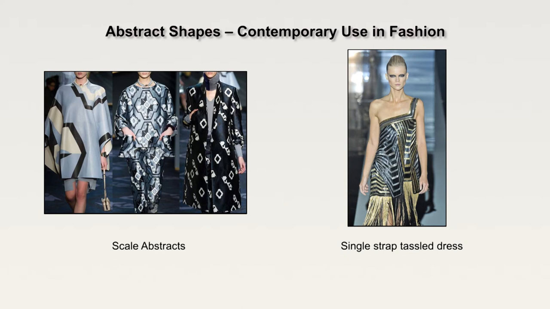The picture here shows Todd's autumn winter scale abstracts. Bold shapes, abstract graphics, tile patterns, graphic motifs, mosaic and lozenge patterns in tonal and monochromatic colors. On the right shows an abstract shaped silhouette and usage of stripes in a strapped tassel dress.